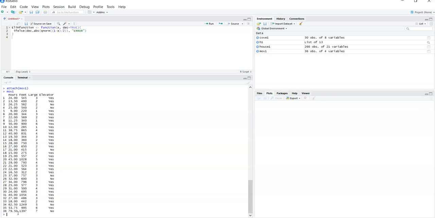What I'm trying to do in this data set is predict hours moved: how long it's going to take me as a moving company to move all these packages. I have a certain number of cubic feet to move, a certain number of large boxes to move, and a yes or no on whether there's an elevator available to me or not. So I see three independent variables and one dependent variable.